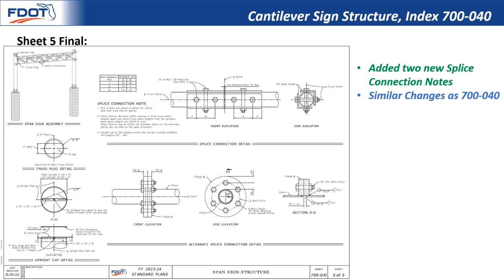We made very similar changes to index 700041 span sign structure on the welding pattern and added some splice notes on sheet 5. So check those out as well if you use these indexes much.